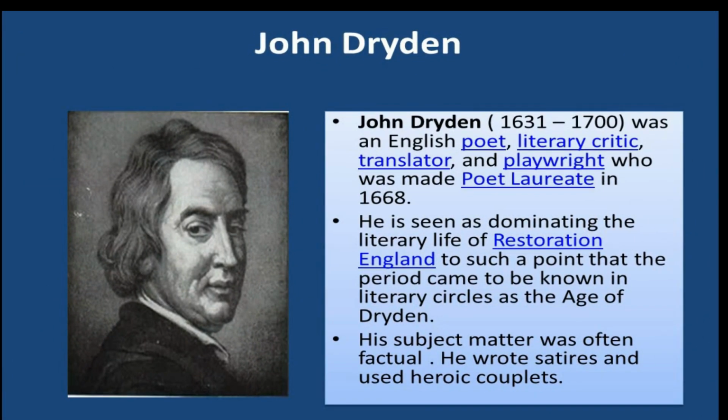Who is John Dryden? John Dryden is an English poet, literary critic, translator, and playwright who was made poet laureate in 1668. He was born in 1631 and died in 1700. So he dominated the literary scene during the 17th century, or the era known as Restoration England.